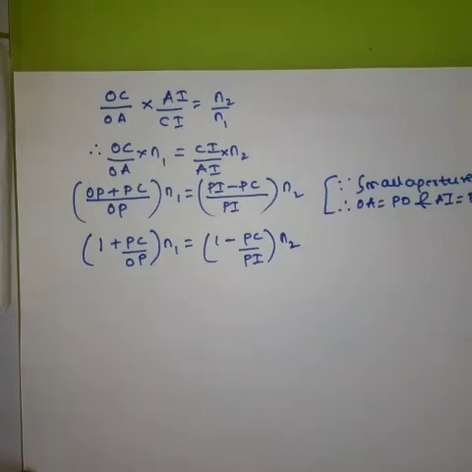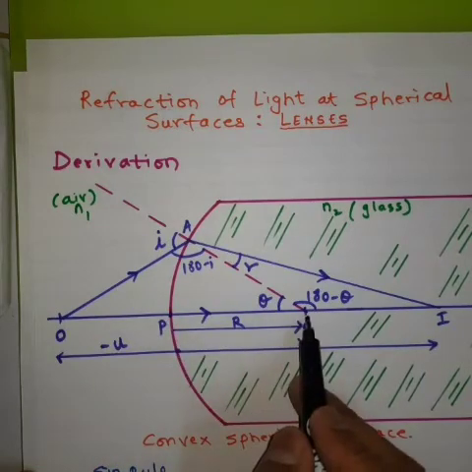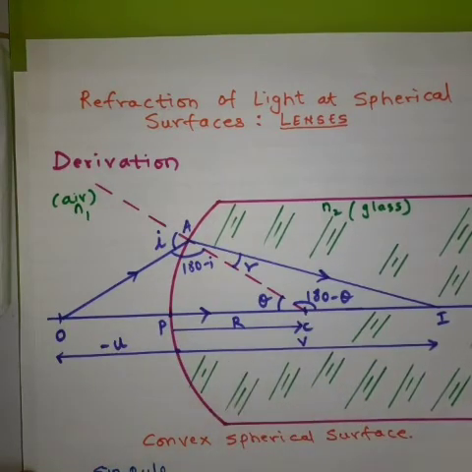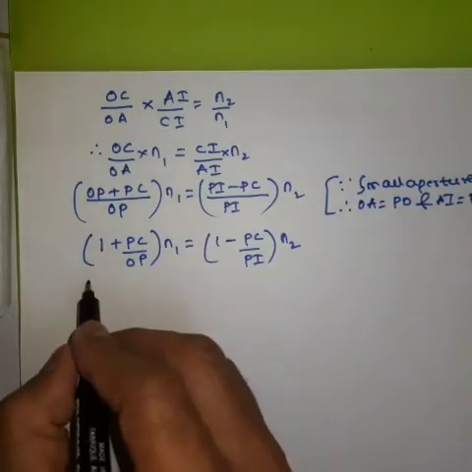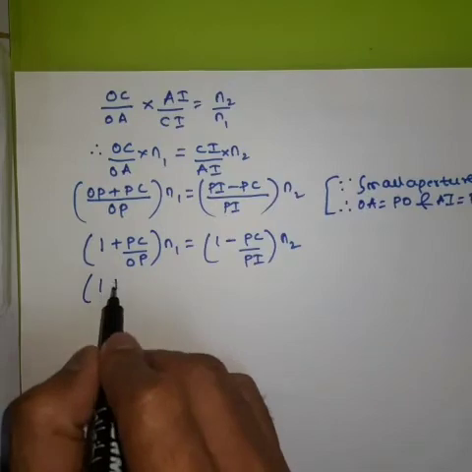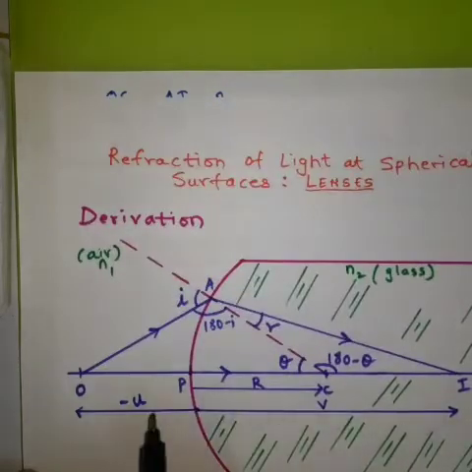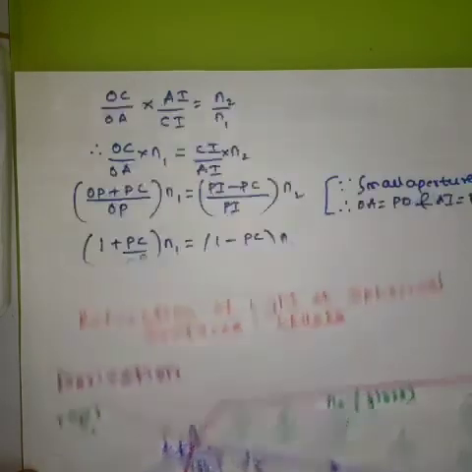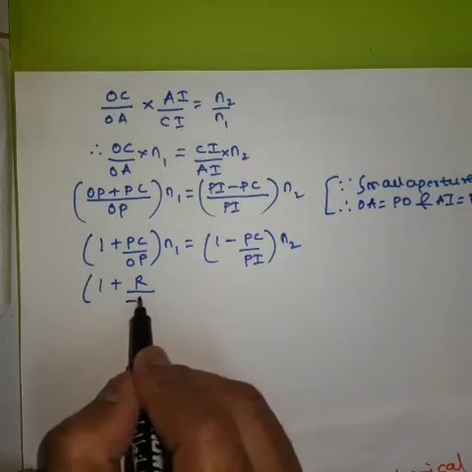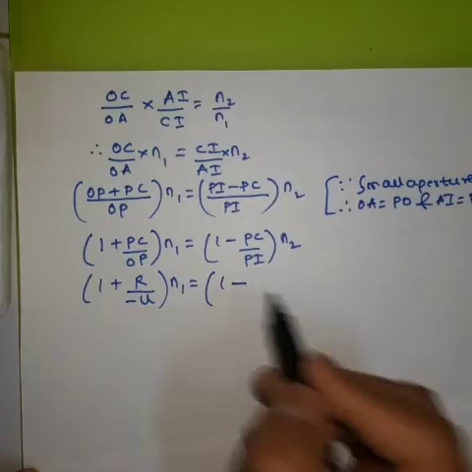Now let's see what is the value of PC and OP from the diagram. PC is R, so we get the value of PC as R. So this is written as 1 plus R upon OP. OP is measured in the opposite direction of the incident ray, so it's minus U. So we get this value as minus U into N1 equals 1 minus PC.